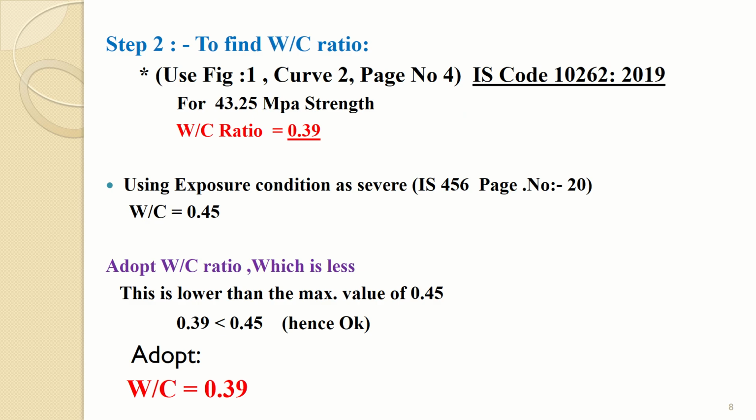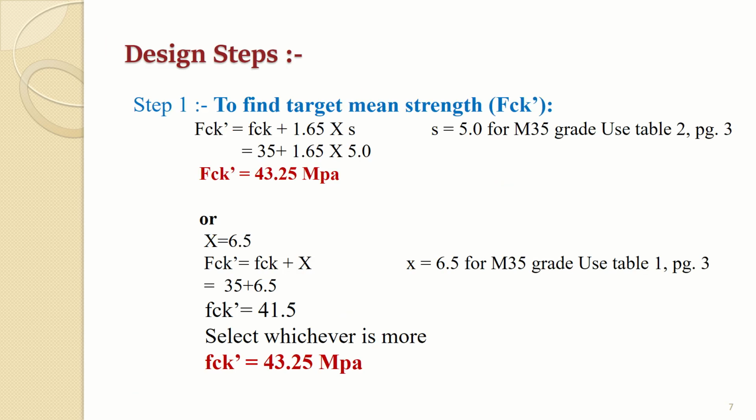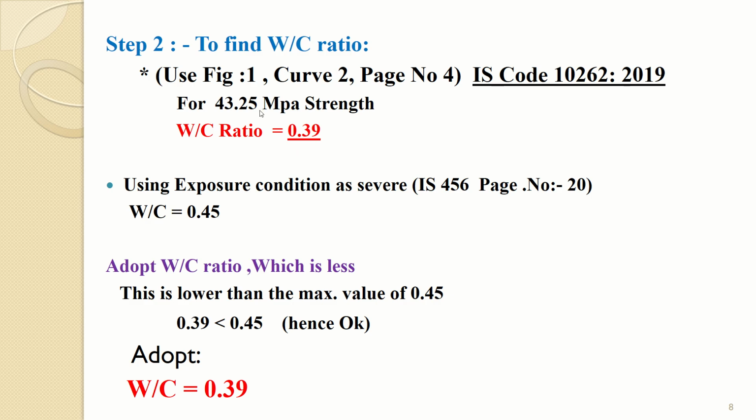So next step. What we got from the first step, that is FCK dash, or target strength that is required, is 43.25 MPa. Now step 2 is to fix the water cement ratio. To fix the water cement ratio, there are 3 to 4 criteria. In that, the first one is to use Figure 1 that is given on page number 4 of the IS code.